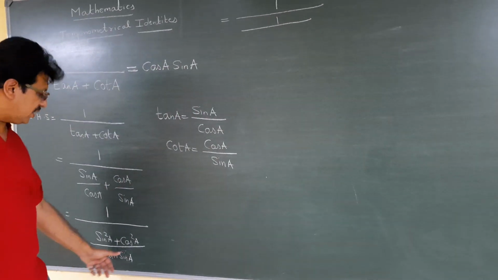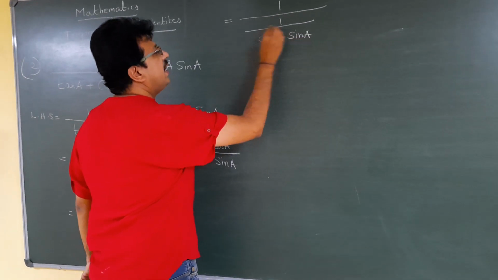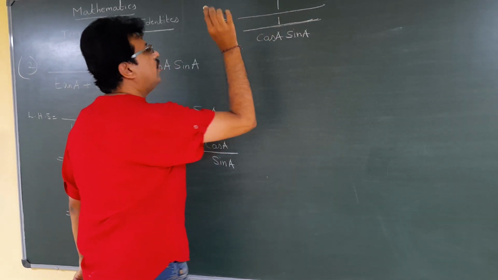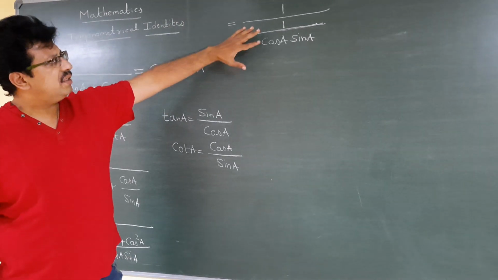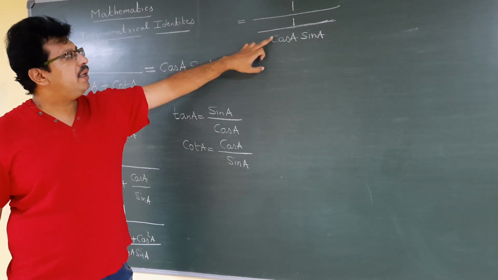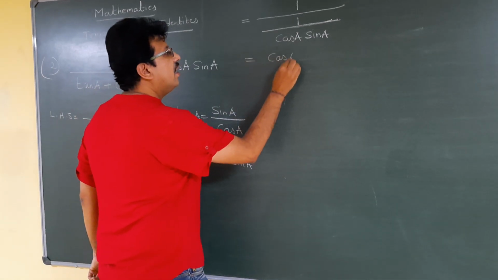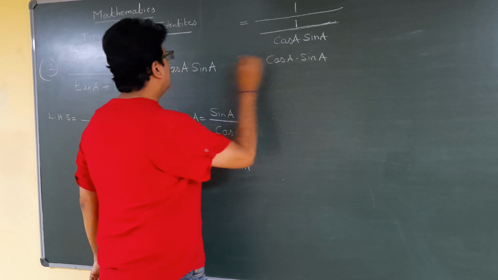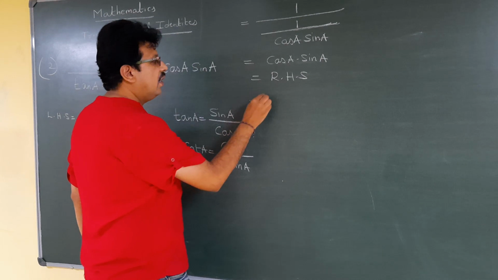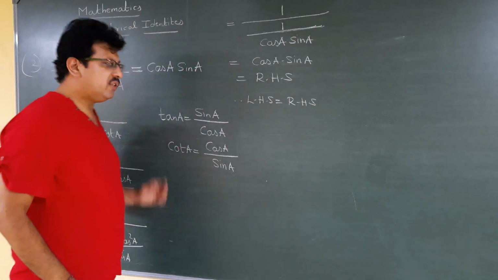1 by cos A into sin A. I am writing as it is. This is the numerator part and this is the denominator part. Be very clear about this. After this you should take the reciprocal. As I already explained, the reciprocal means the numerator will come to the denominator and the denominator will come to the numerator. So that is nothing but cos A into sin A. That is your RHS, right hand side. Therefore LHS equals RHS. So we have proved LHS equals RHS.